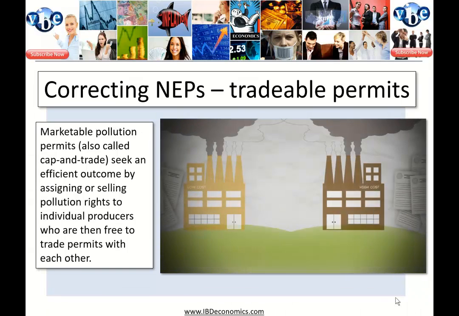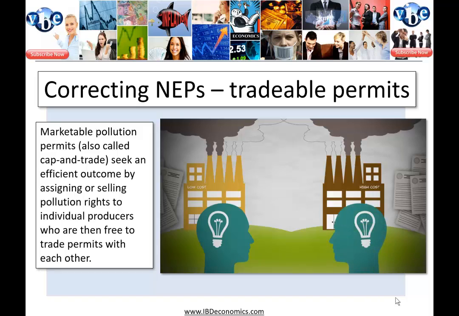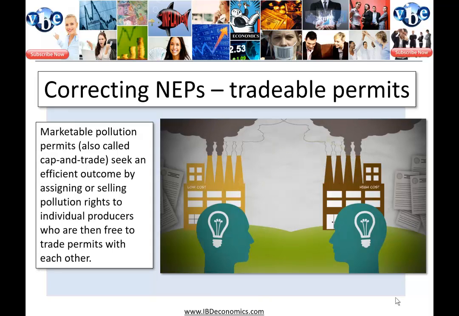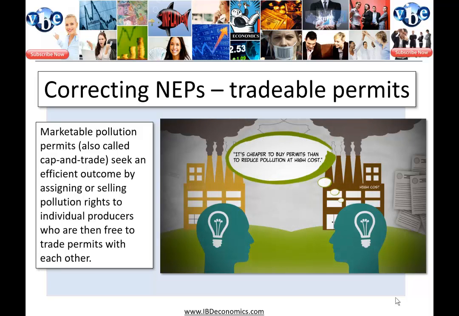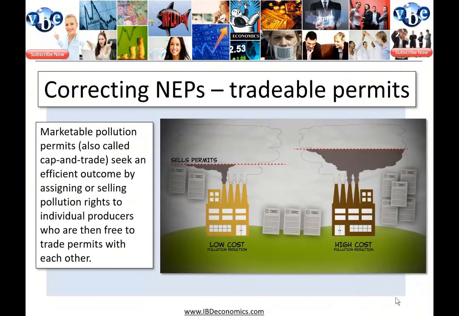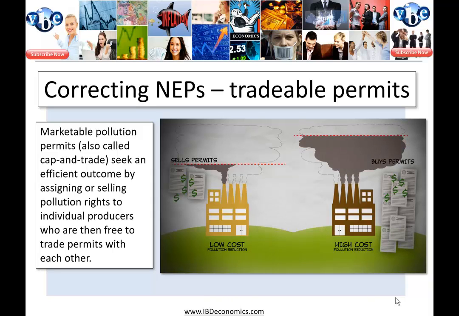By allowing the permits to be bought and sold, the profit-seeking self-interest of power plant owners is harnessed for the social good. The owner of the power plant with the low cost of reducing pollution thinks, I don't have to use my permits. I can reduce pollution at my plant for less money than I can get by selling my unused permits and make a tidy profit. Oh, yeah. Meanwhile, the power plant owner with the high costs wants to buy permits and is willing to pay a lot because it's cheaper to buy permits than reduce pollution at high cost. So, the power plant that can cheaply reduce pollution sells permits, and the power plant where it's expensive to reduce pollution buys permits. Both firms increase their profit.